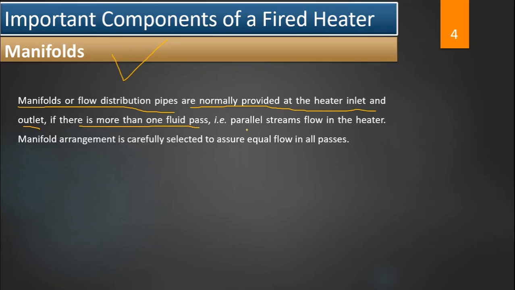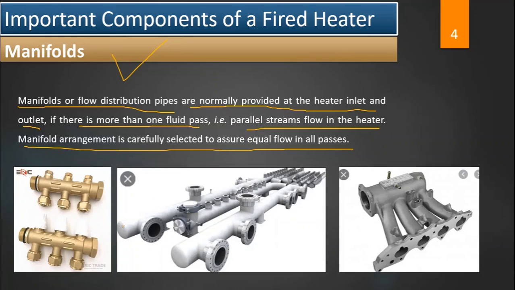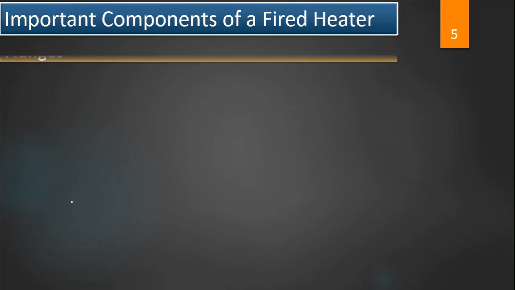And for more than one fluid pass, parallel streams flow in the heater. Manifold arrangement is carefully selected to assure equal flow in all passes. Obviously that is a necessary thing. That's why we need a manifold. These are a few pictures and diagrams for the manifolds, where these manifolds are used in the furnace.